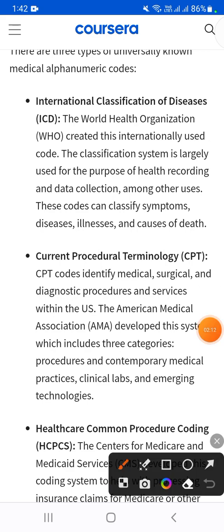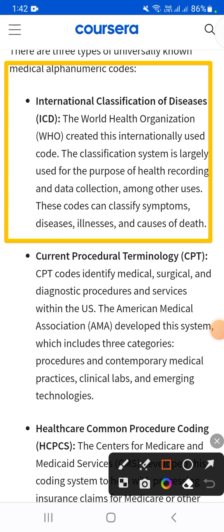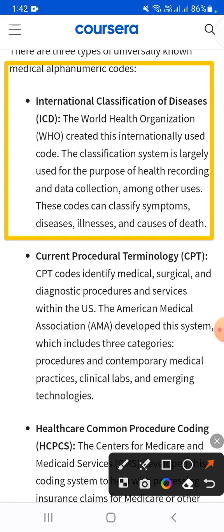First of all, the first one is the International Classification of Diseases, which means ICD. The World Health Organization created this internationally used code. This classification system is largely used for the purpose of health recording and data collection, among other uses. These codes can classify symptoms, diseases, illnesses and causes of death.